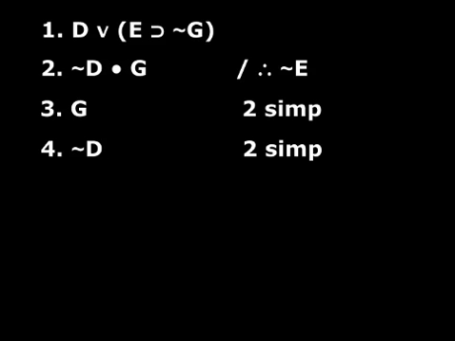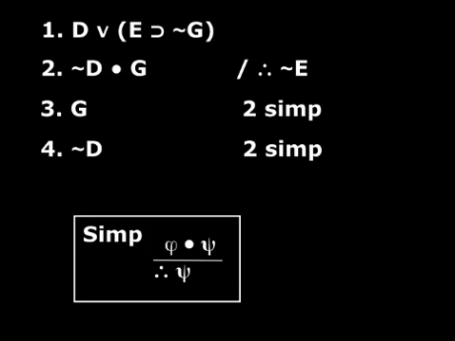Okay, so before I do that, let me just remind you of something. In the rule of simplification, the way it's written, like I said, it's the second conjunct that got simplified, but you can do the first one as well. And in fact, this is an example.